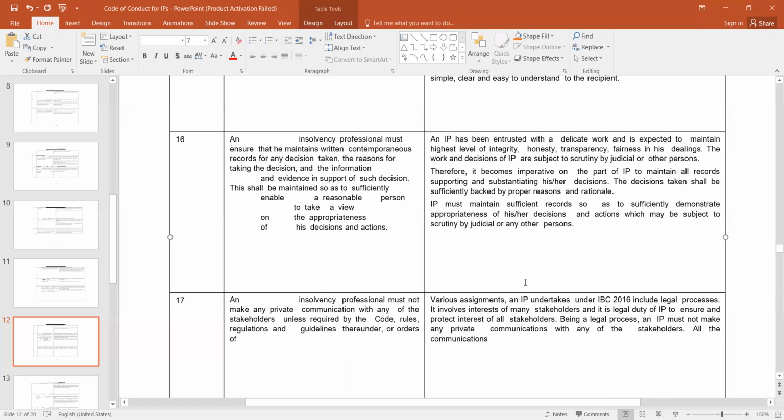6 months, sir. Within 6 months. 8 years to retain documents. 6 months, and the fees is 2.5K, and it is required to be filled in Form B.